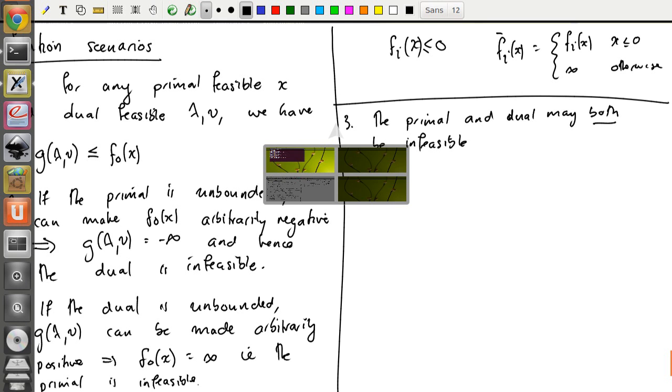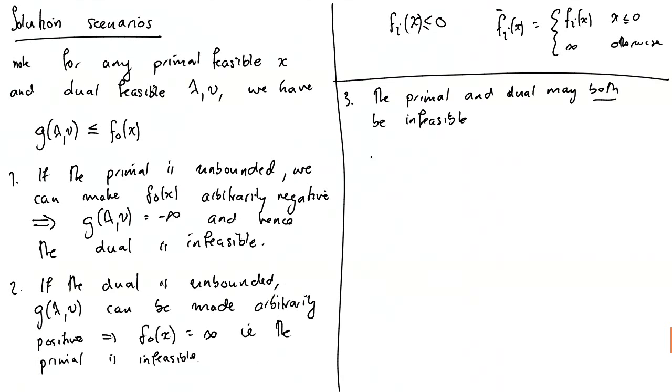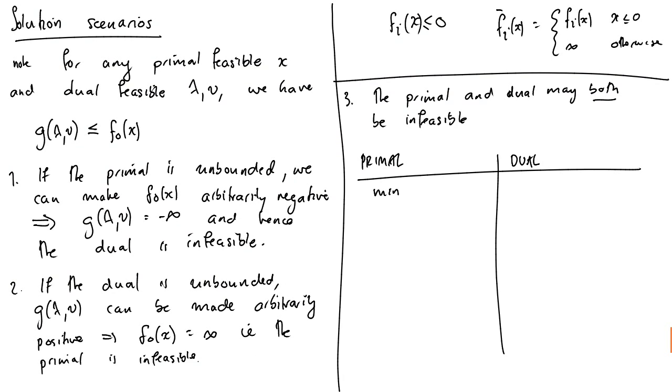Okay, and what does this look like? Well, let's say the primal is minimize over x, negative x2, subject to the following constraints: x1 less than or equal to 1, negative x2 less than or equal to 1, and x1 and x2 greater than or equal to 0.